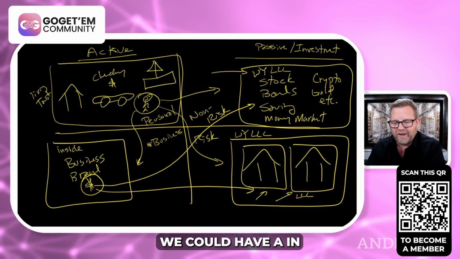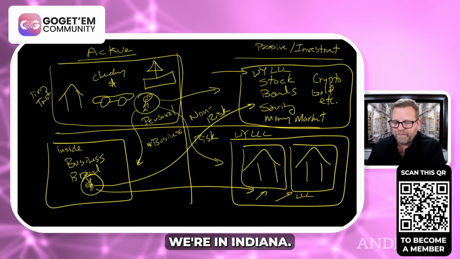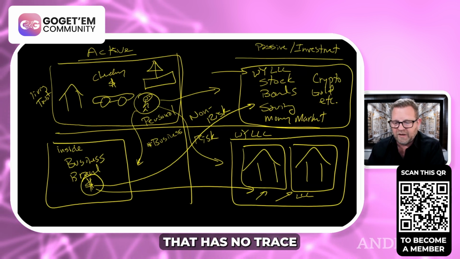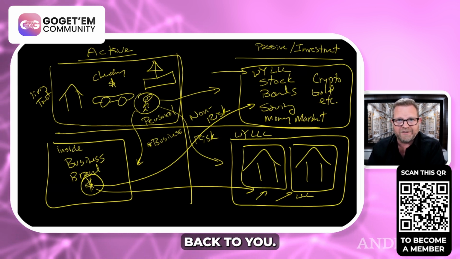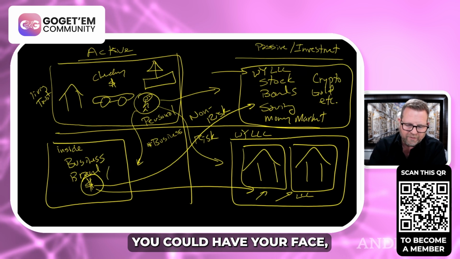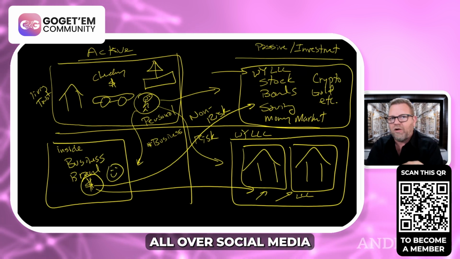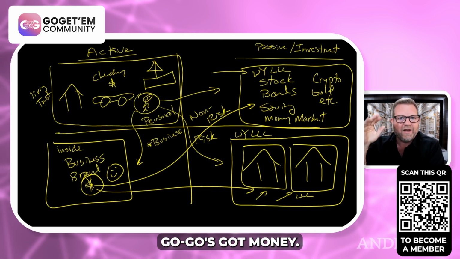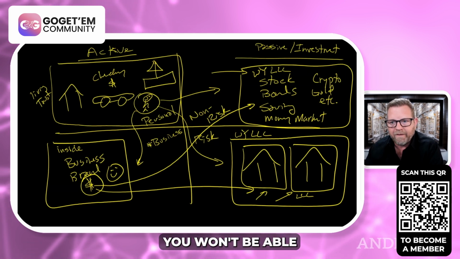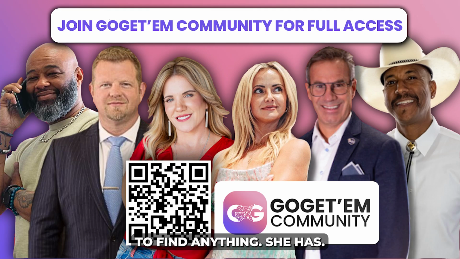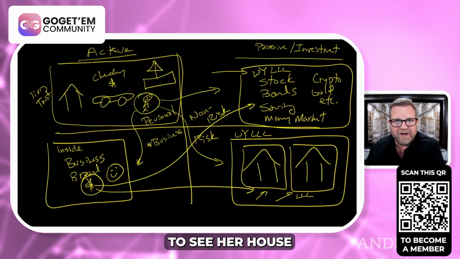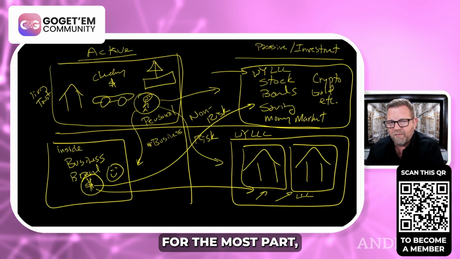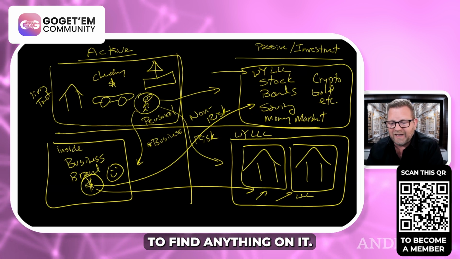Let's say we're in Indiana. I could have an Indiana LLC that is owned by the Wyoming LLC that has no trace back to you. In other words, you could have your smiling face all over social media. And we could look at GoGo and think, GoGo's got money. You won't be able to find anything she has. You might be able to see her house where she has an unlimited homestead in Florida. That's possible. For the most part, I don't think you're going to be able to find anything on her.